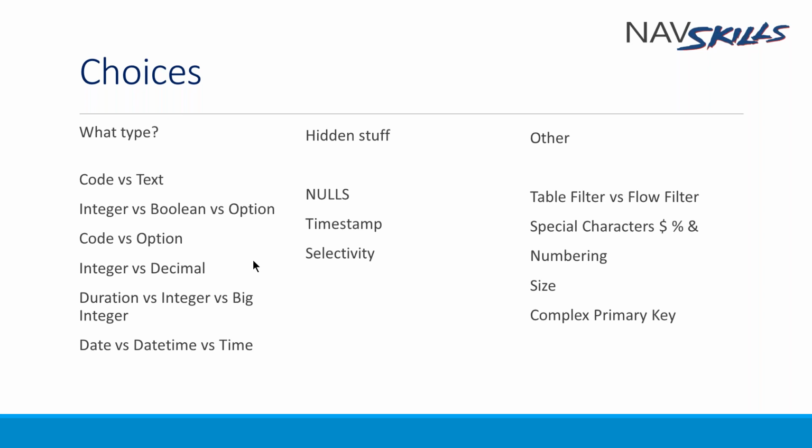So duration versus integer versus big integer is pretty straightforward because they're all stored in Navision as integers. Integer versus big versus tiny is simply how big the number needs to be, so it really doesn't come down to that. But more important are the date calculations that we'll be covering again next time, and date versus date time versus time. Now, you don't use time a lot in Navision. In fact, since date time makes more sense, I find it very rare to use time.